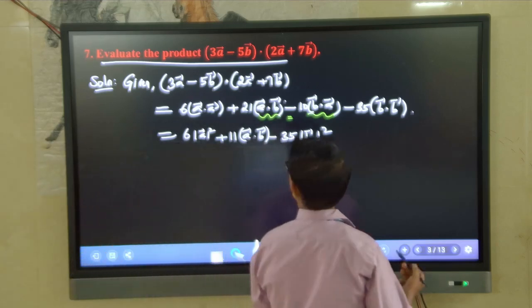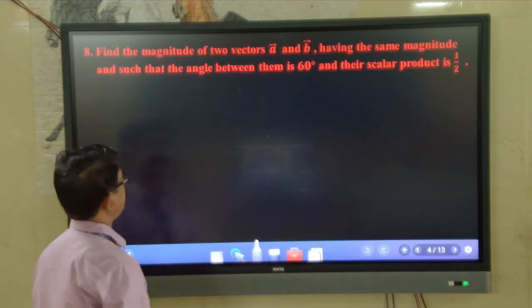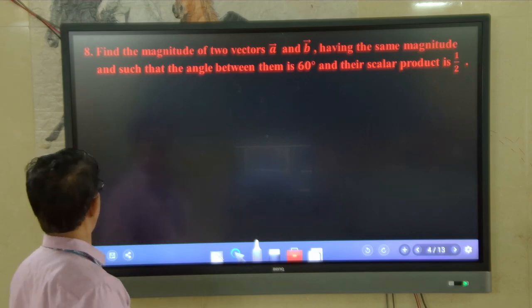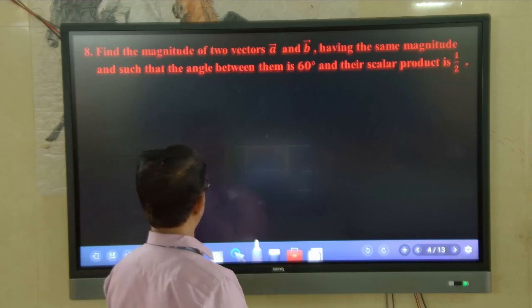Question number 8. What is the 8th one? Find the magnitude of a vector and b vector having the same magnitude such that the angle between them is 60 degrees.